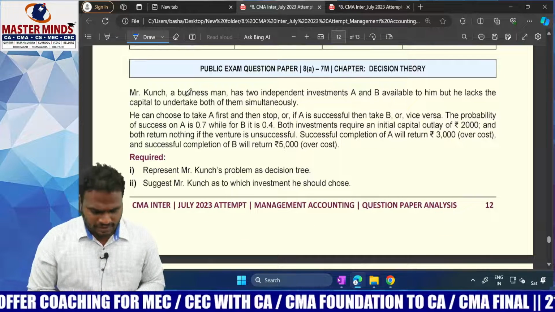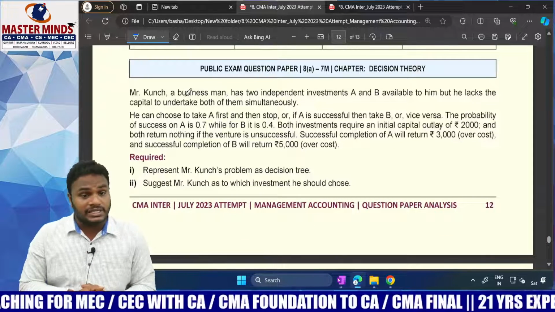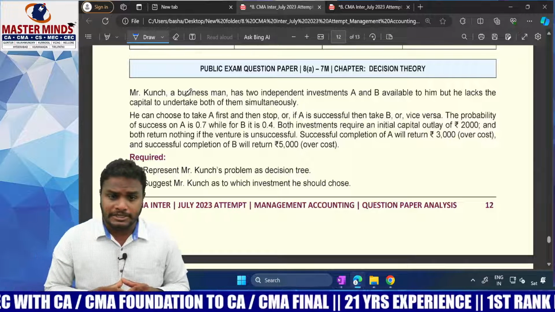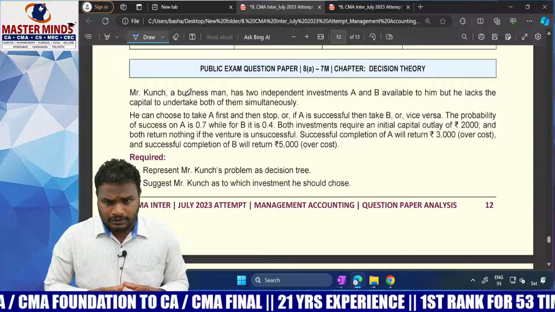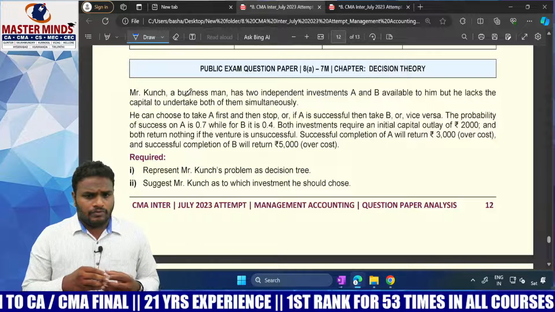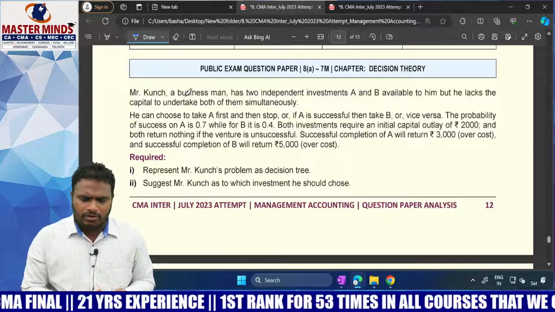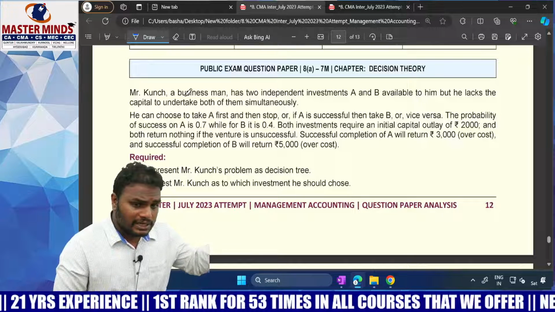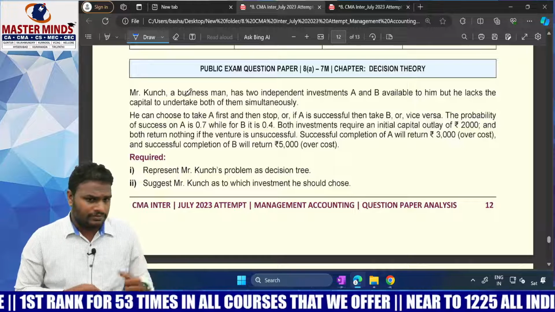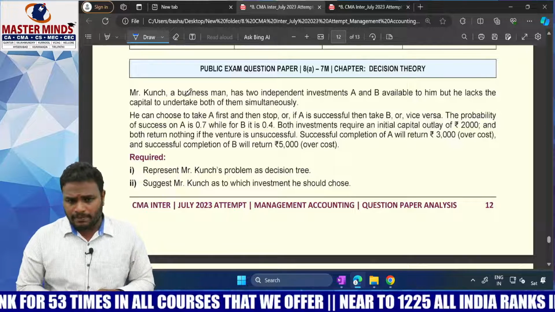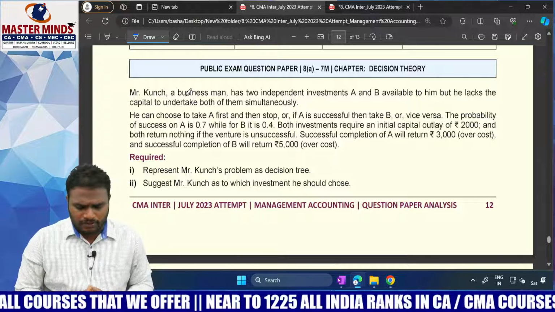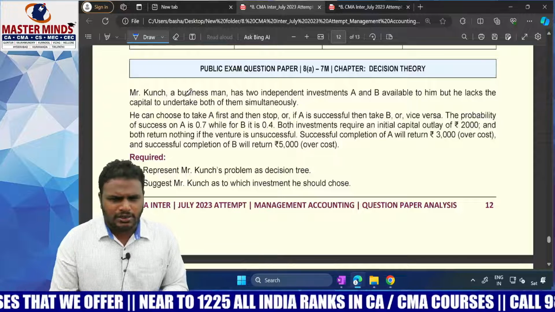Next, the next question is from decision theory, which is also a new chapter. Here in decision theory, we have already seen the concepts: decisions taken when certainty exists, when uncertainty exists, and also the decision tree. Decision tree is the more important one in examination. This is a little bit complicated but also easy.